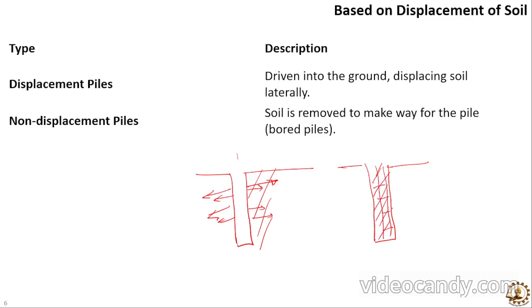So that is a non-displacement pile. That means if, suppose, here is soil, and we want to penetrate this pile inside the soil, what will happen? Whatever soil is present in this zone, as the pile penetrates inside the ground, it will displace the soil in this direction. So that is the displacement pile.